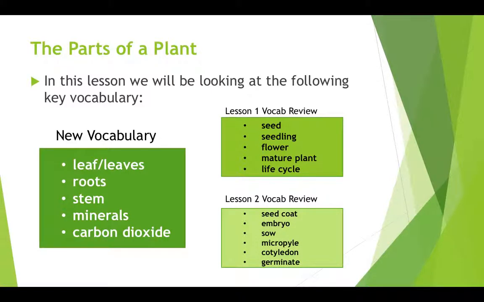The parts of a plant. In this lesson, we will be looking at the following key vocabulary. We're going to introduce just a few new vocabulary words: leaf and leaves, roots, stem, minerals, and carbon dioxide. However, we do a review and we will have posted and continue to have our poster from the vocabulary of lesson 1 and the vocabulary of lesson 2, and some things will overlap. Flower, for example, was introduced in a previous lesson and will be used again in this lesson.